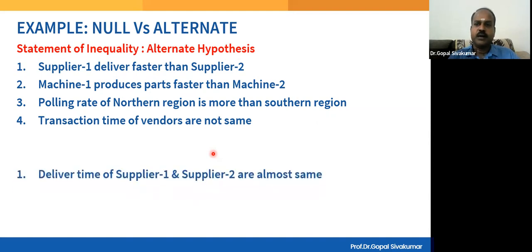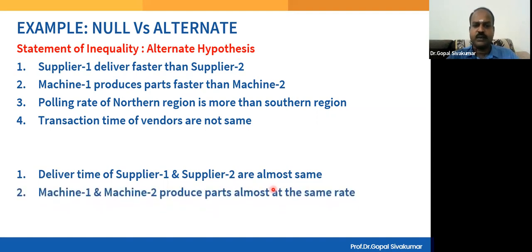Now, let us see some more statements. Delivery time of supplier 1 and supplier 2 are almost same. There is a difference, but I don't see that difference as significant. That means the delivery time is almost same. It is a statement of equality. Machine 1 and machine 2 produce parts almost at the same rate. This is again a statement of equality.